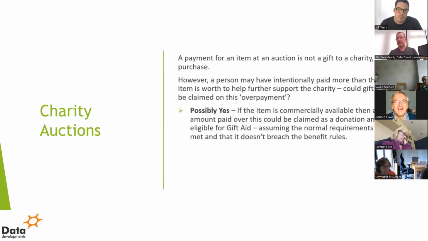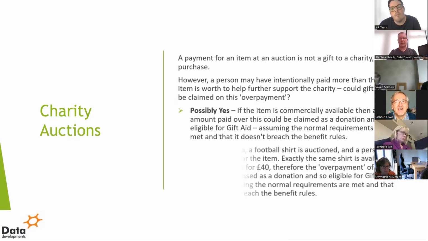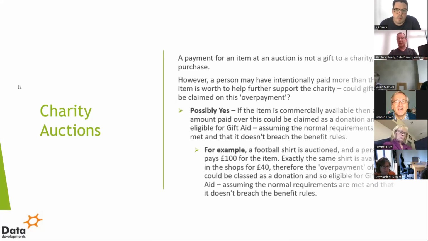So if you do a charity auction, if the item is commercially available, then potentially you could claim gift aid. So let's say you did an auction of a football shirt. In the shops, the football shirt is available for £40, and through the auction you sell it for £100. Then because it's commercially available, you can compare it. You can say that the £40 is the purchase of a ticket, you can't claim gift aid on it. The £60 overpayment is a donation, you could potentially claim gift aid on that.